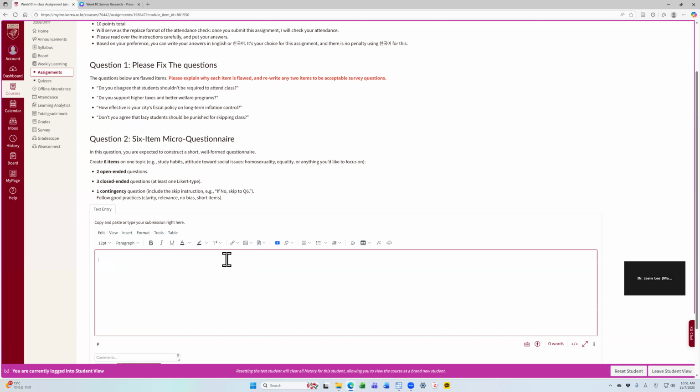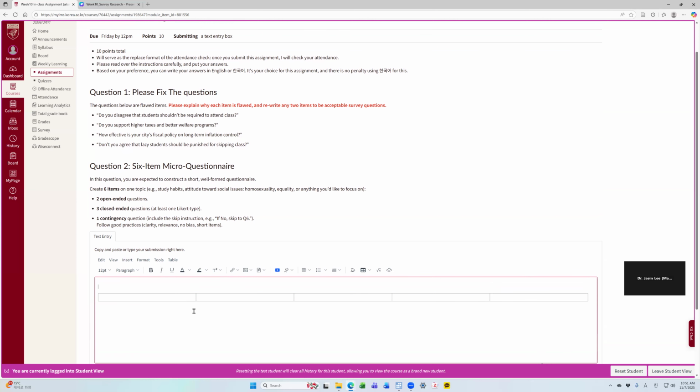So three closed-ended questions. Maybe number one, what is the level of the poverty issue in South Korea? If we make it very simple: one, good; two, normal; three, bad. So that might be a very good closed-ended question. Okay, let's say the five-point scale. Not sure. Okay. So, do you agree to put more budget to help the poor?